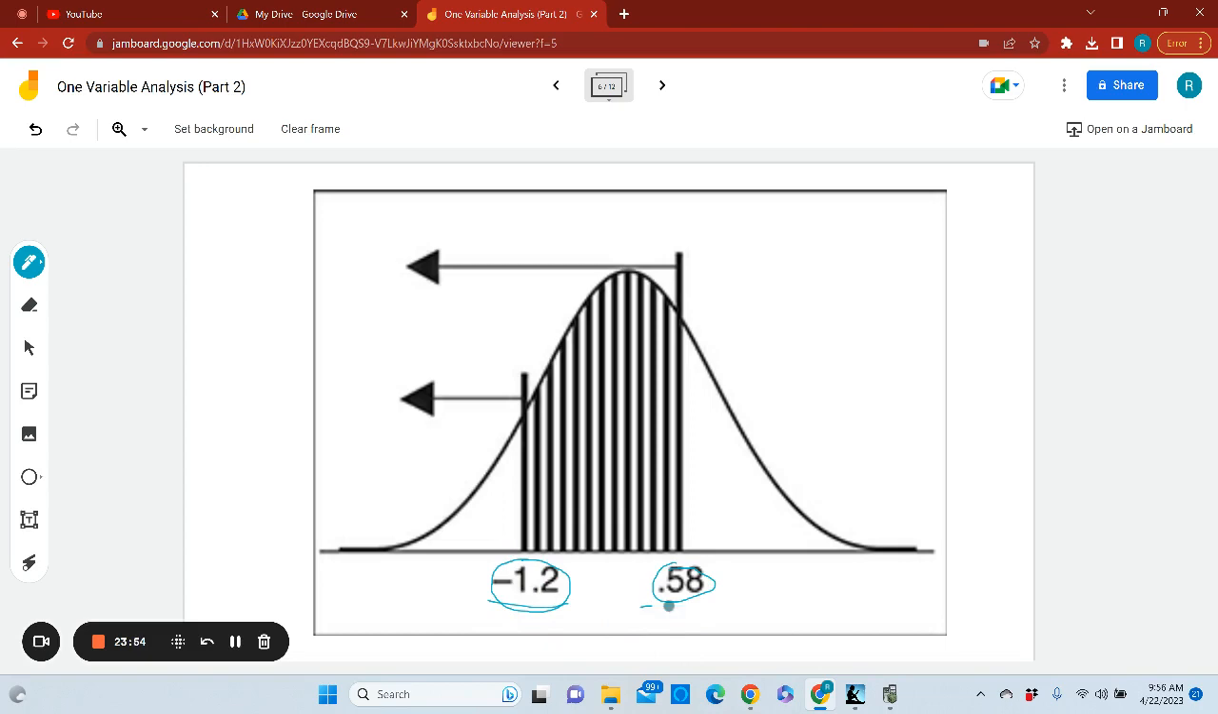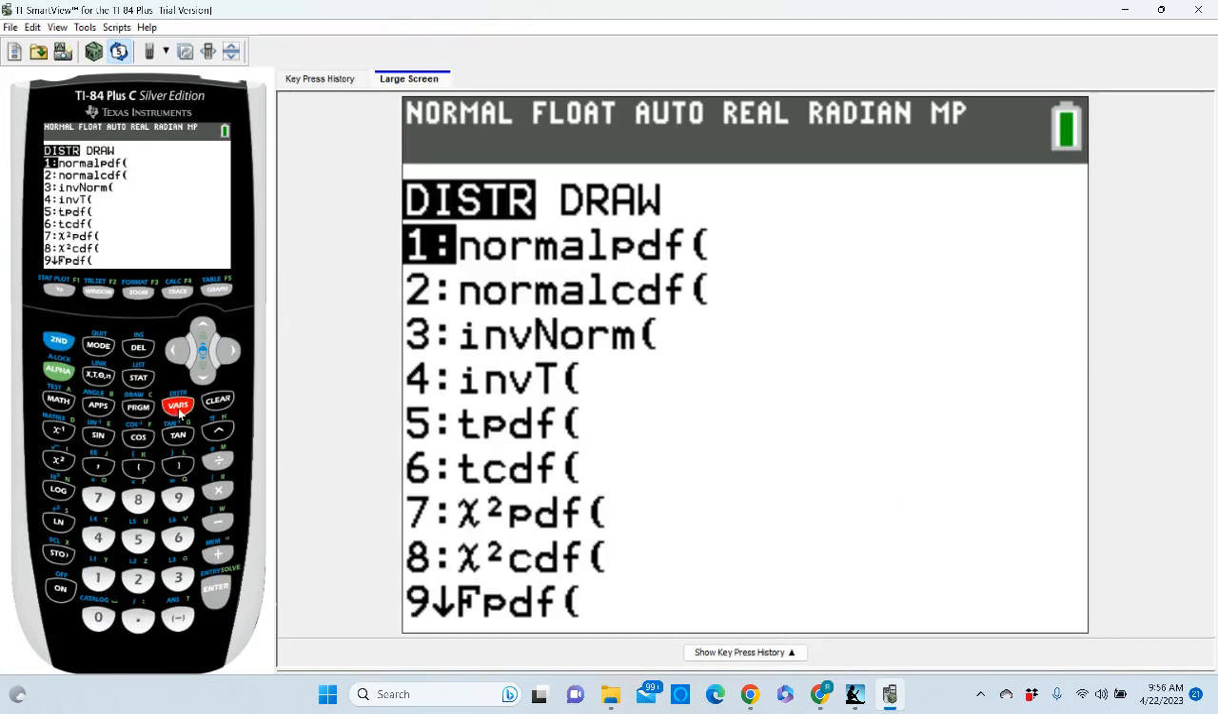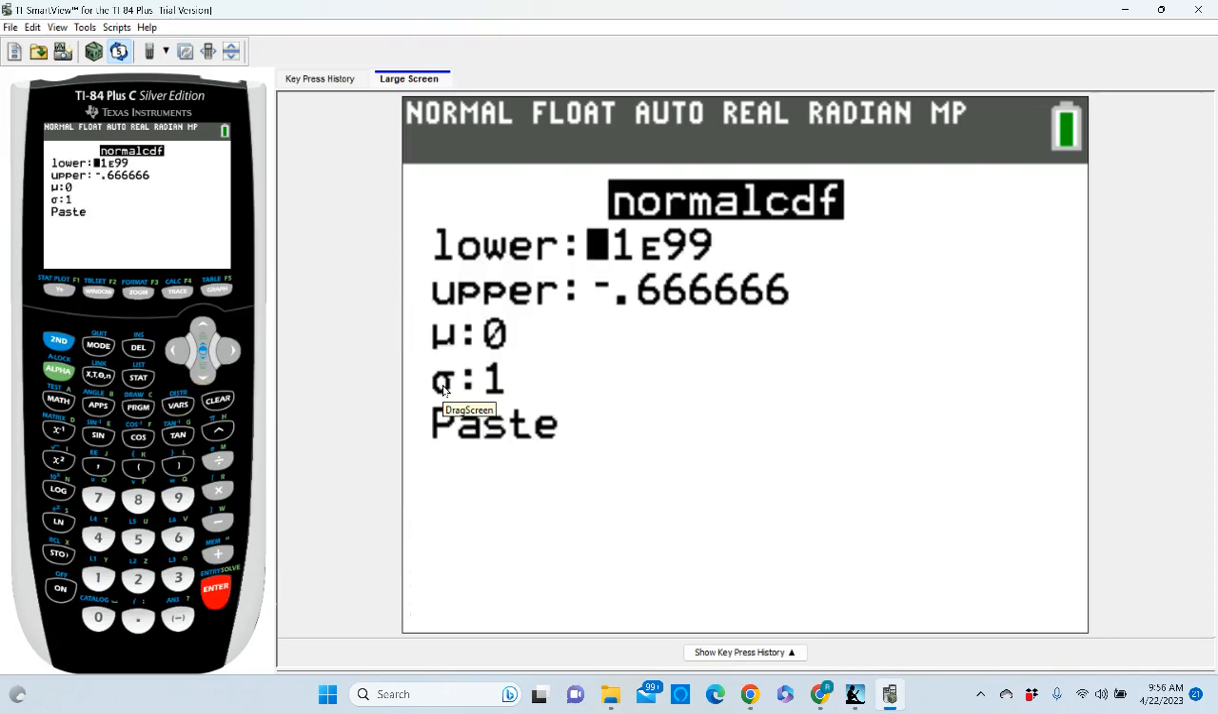Since I'm speaking in terms of z-scores, when I come to my calculator and I go to normal CDF, I want to leave the mean and standard deviation as 0 and 1. Whenever you're talking to the calculator in terms of standard deviations, you're going to leave this in terms of 0 and 1. If you're going to use raw data scores, you can change these numbers to reflect the mean and standard deviation that are given to you about the distribution.